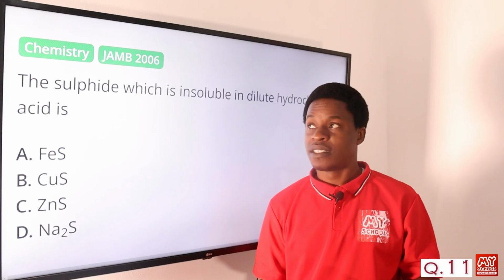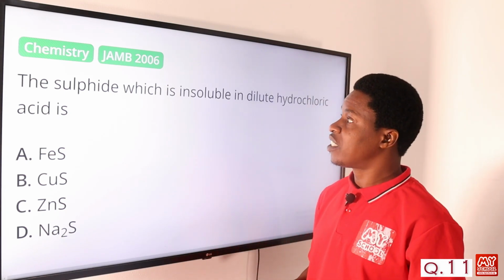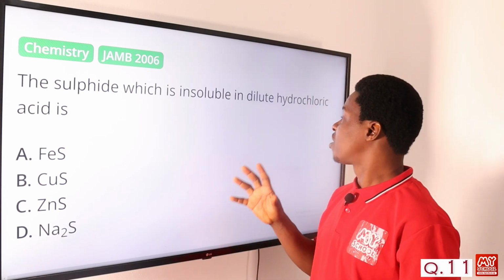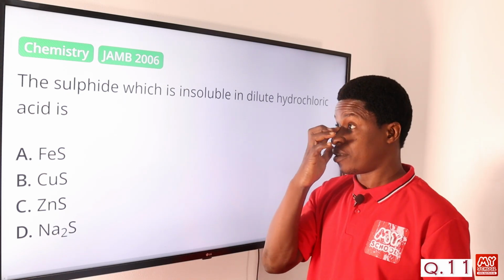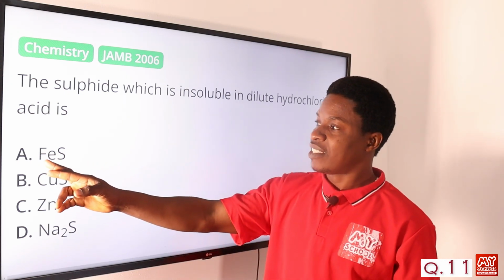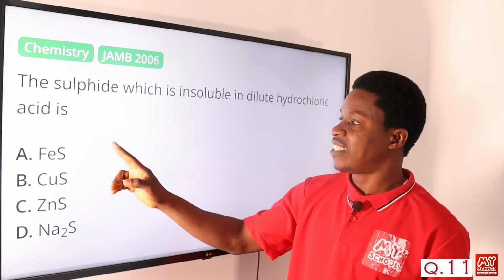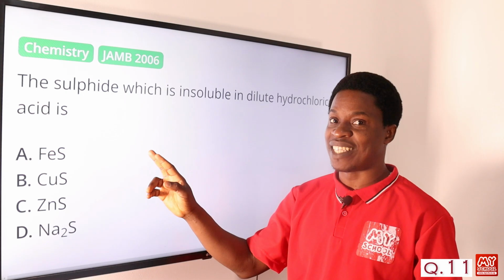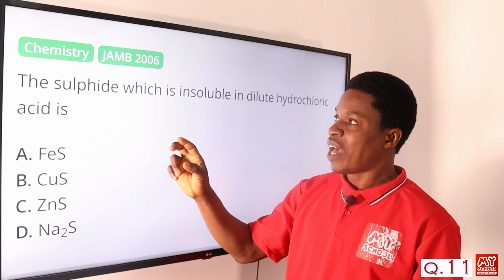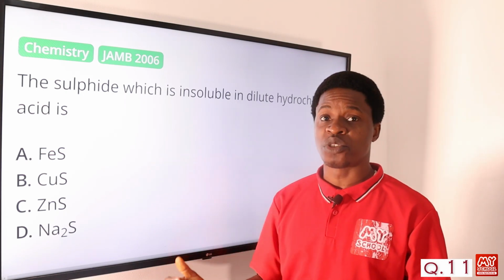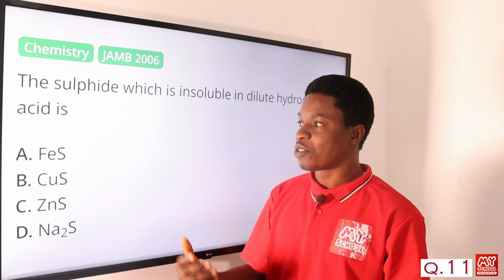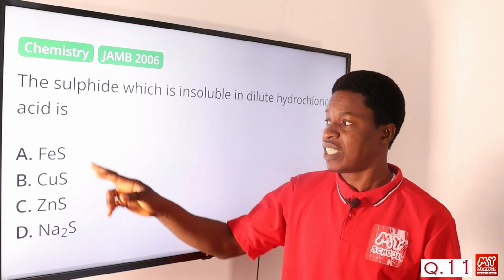Question number 11. The sulfide which is insoluble in dilute hydrochloric acid is what? Option A says iron sulfide. Well, if you react iron sulfide with HCl, of course a reaction is going to take place, and then we are going to have a dissolved solution formed. So it is a visible reaction; you will see it.